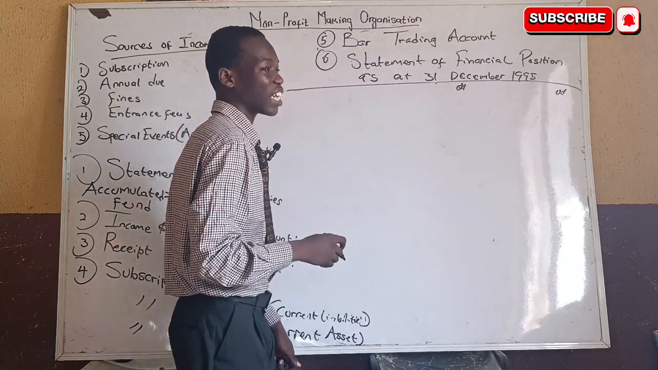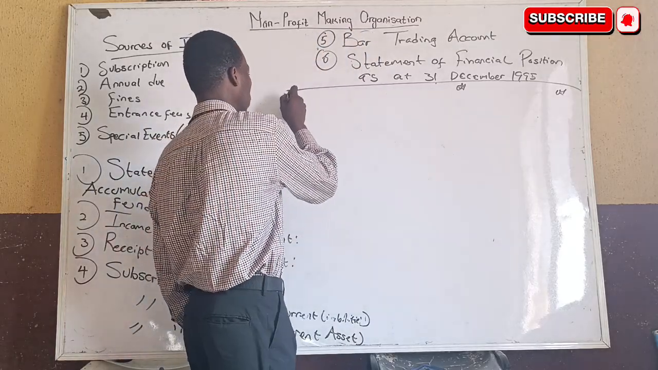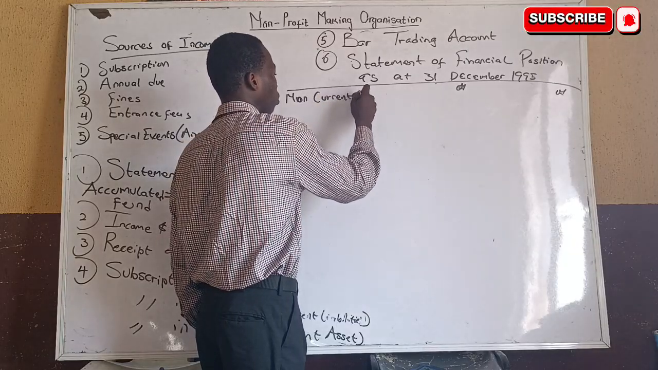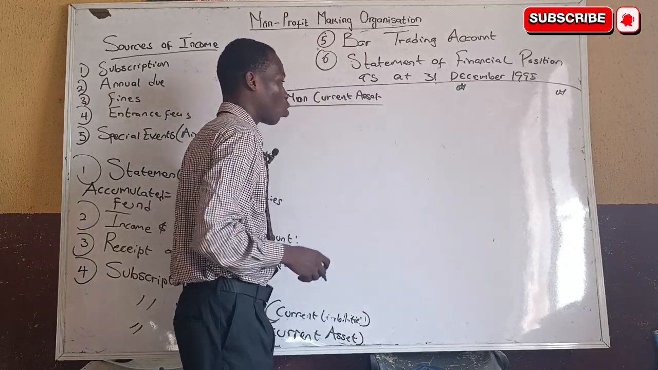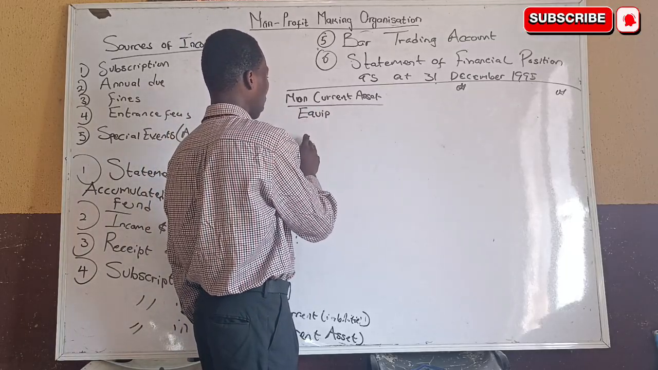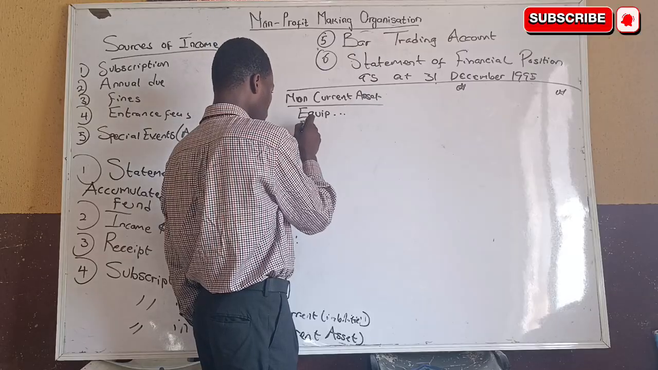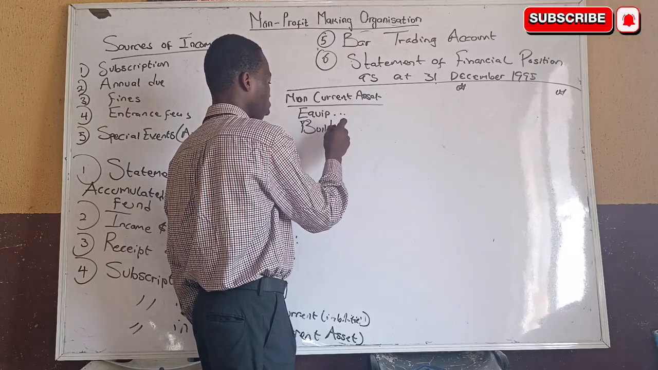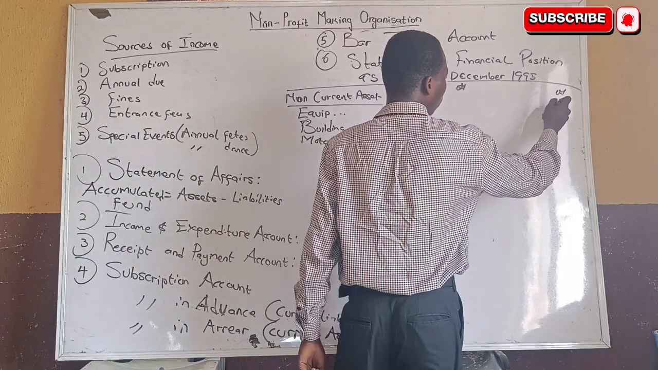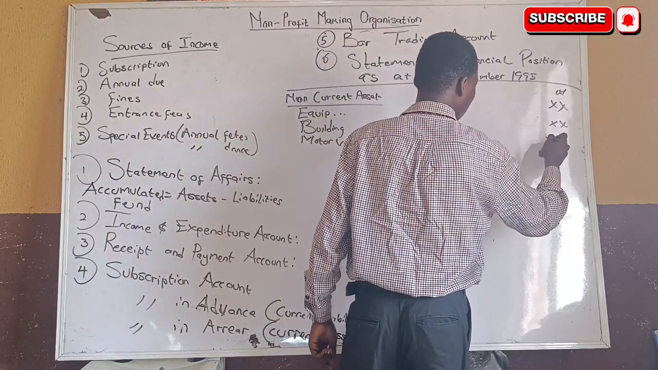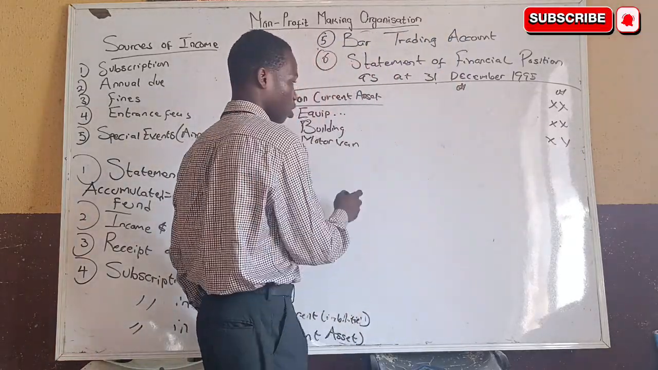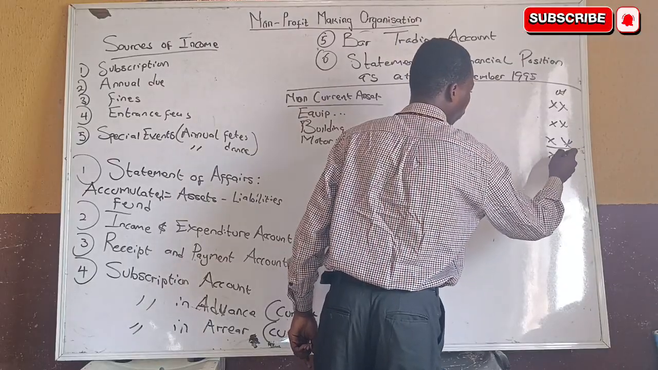You are starting with your fixed asset. Fixed asset is now called non-current asset. Don't call it fixed asset anymore. It is called non-current asset. Examples are equipment, buildings, motor van, and so on like that. If you are giving depreciation, you are going to subtract it from the cost. Then the net book value is what is going to be there. So all this you are going to add up.